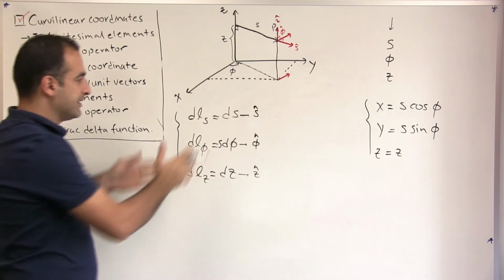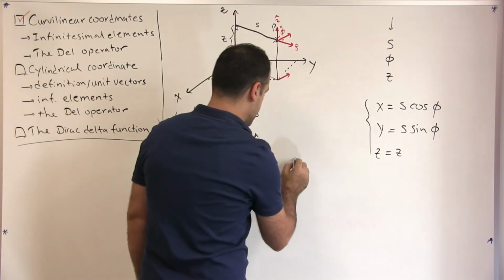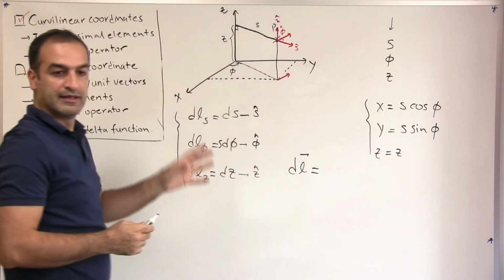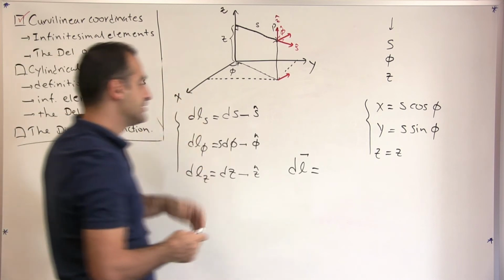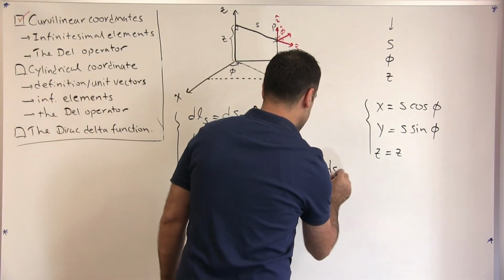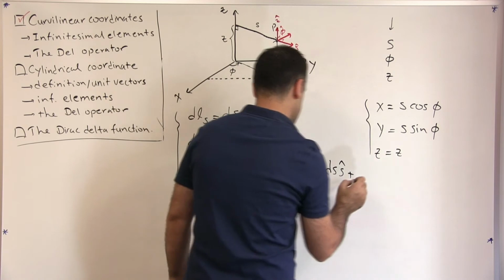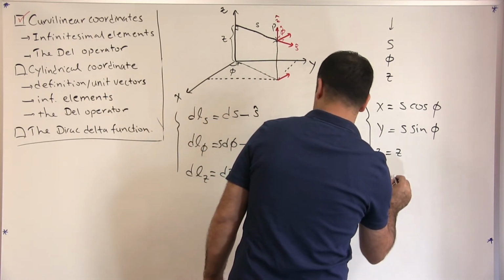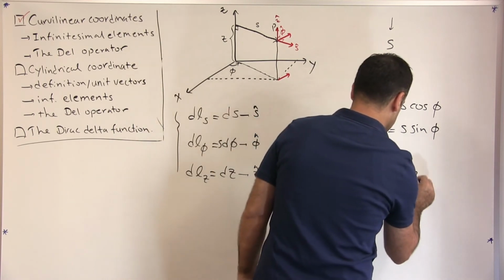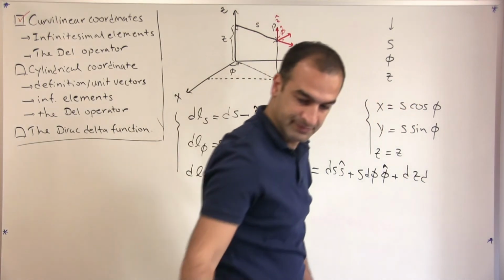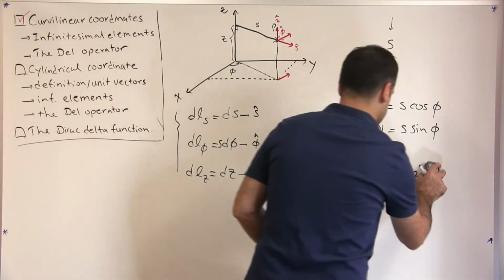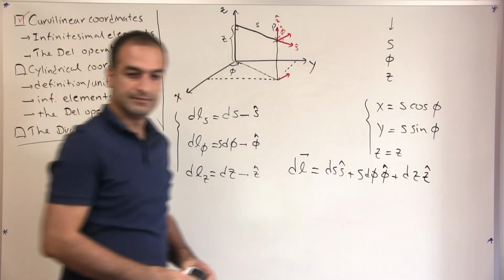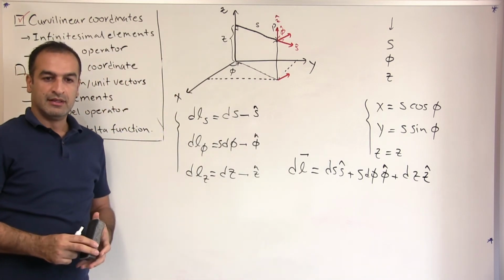Okay, so based on this, any infinitesimal displacement can be written in terms of 3 terms, one in each unit vector, and that's going to be ds times s hat plus s d phi times phi hat plus dz times z hat. Looks good?